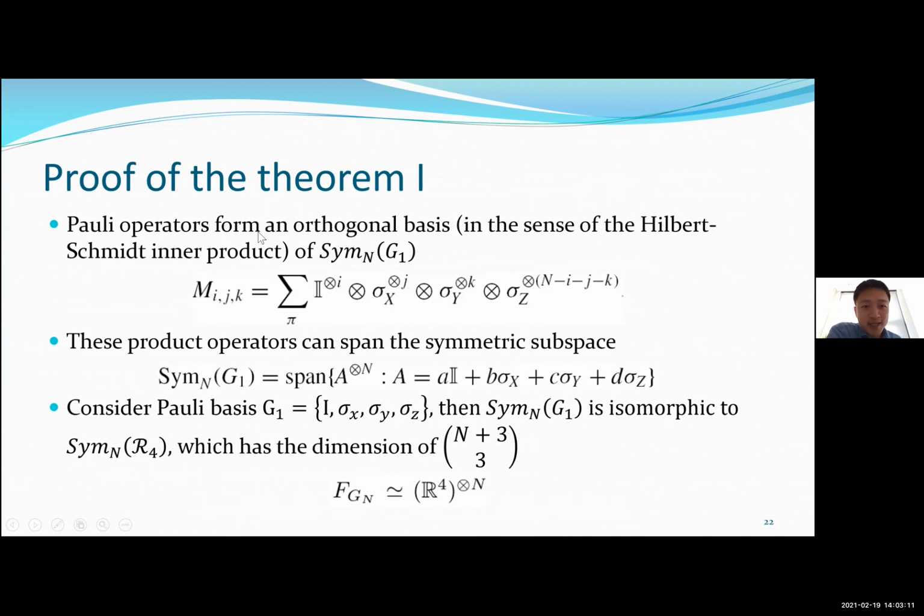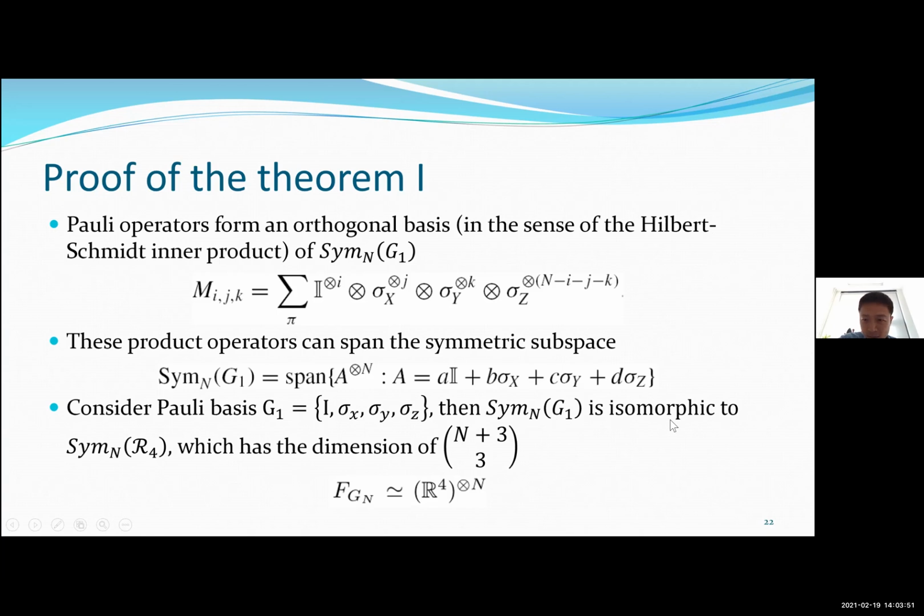So this operator can be written in this form. We can find the orthogonal basis in this form, with all permutations. This orthogonality is defined by the Hilbert-Schmidt inner product. We know that they can also span in this form, A to the n, where A is the single-qubit operator.